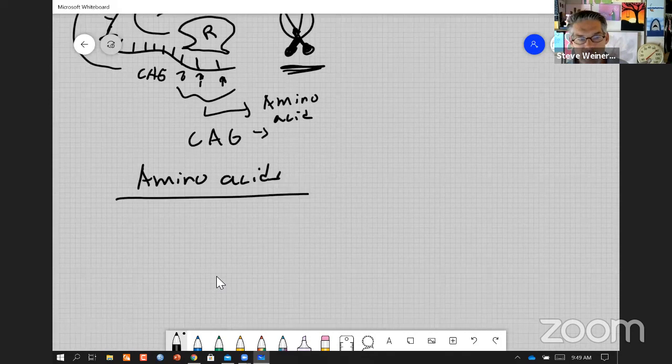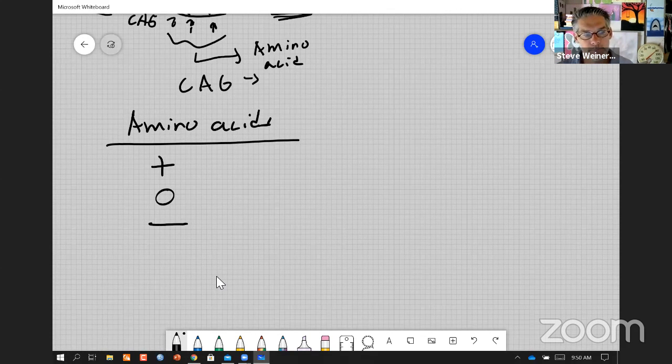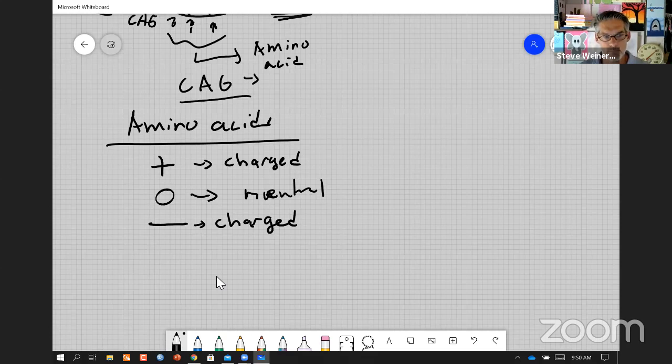These amino acids come in three basic flavors: positive, neutral, and negative. And there's some complicated ones that have lots of both, but whatever. So far, so good? So some sequences produce positively charged, or negatively charged. So what would a zero charge be? Neutral? Yay, neutral. Okay. So this is great.